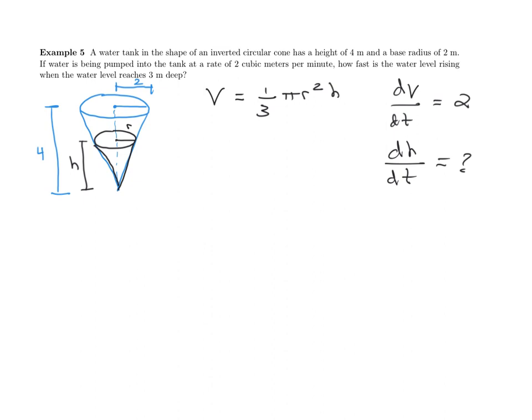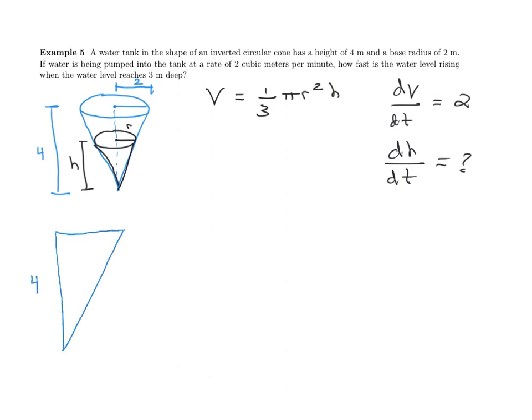What I'd like to do is a trick to remove the r from this equation so we're left with just h's. And how are we going to do that? Well, we're actually going to use similar triangles. So where are there similar triangles in this problem? If you look at this larger triangle here, I'm going to draw that below. So here we have this larger triangle.